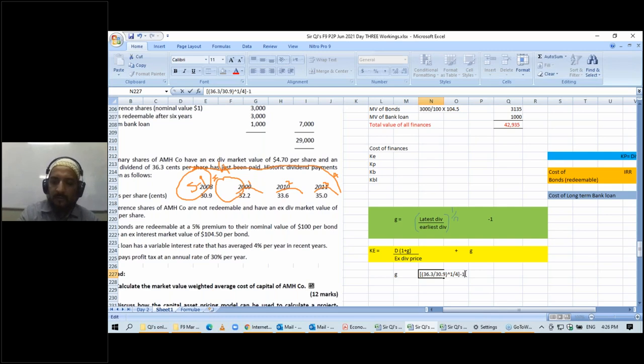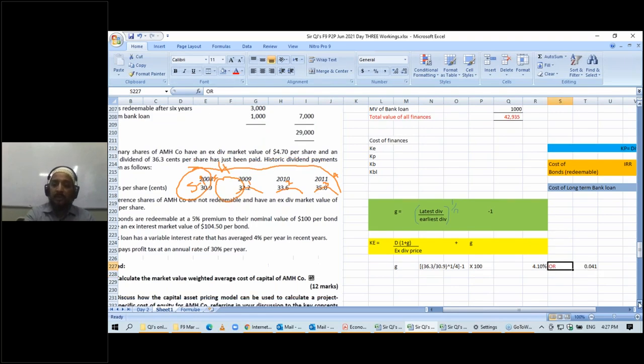And deduct 1 from it. And then multiply, after solving all of this, multiply it by 100 to arrive at the growth rate. So the growth rate makes 4.1%. It is 4.1%, or simply 4.1 out of 100, 0.041 out of 1. So we have to use this 0.041. The growth rate has to be used, growth percentage will not be used.